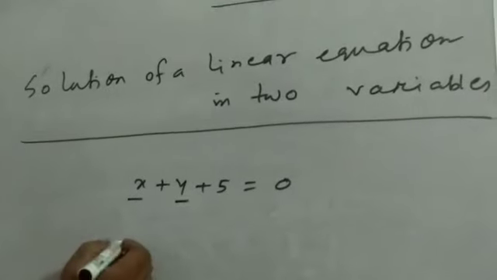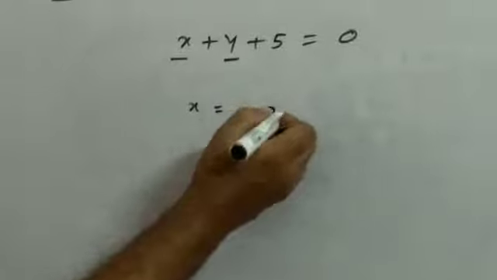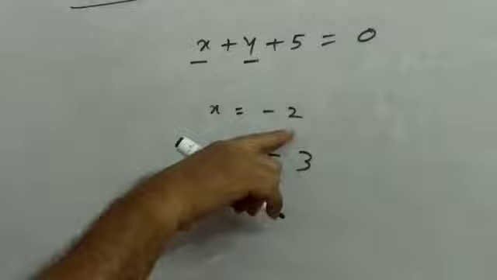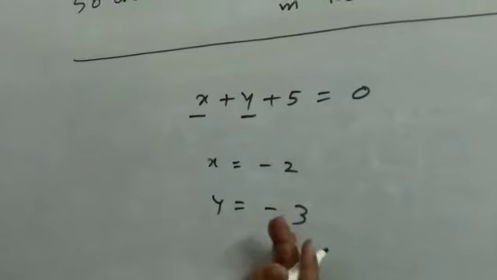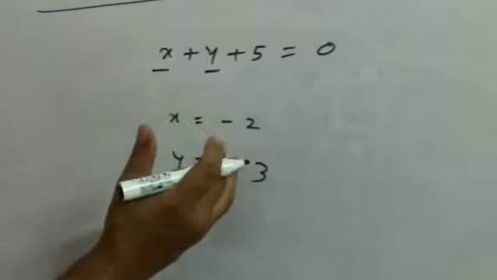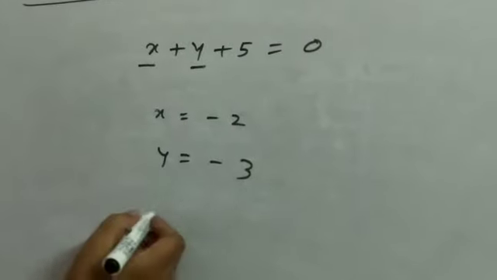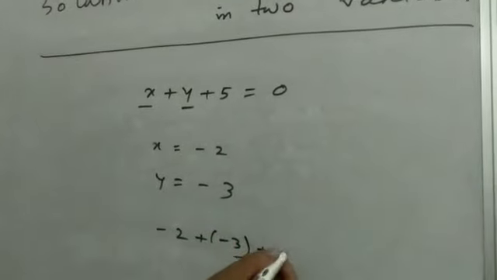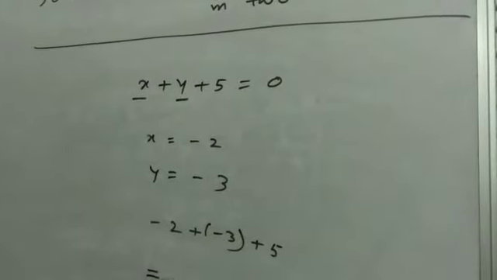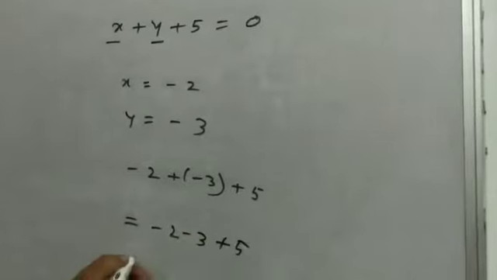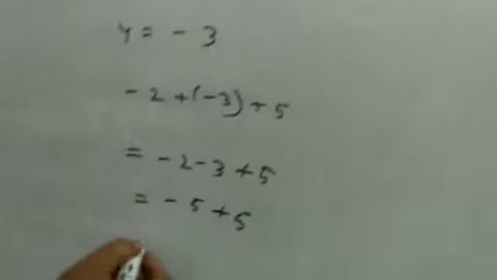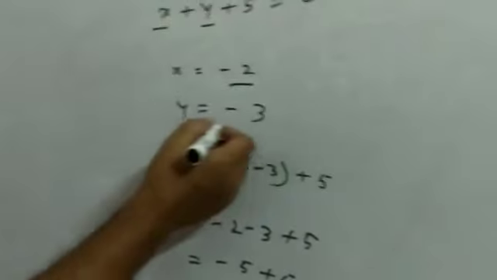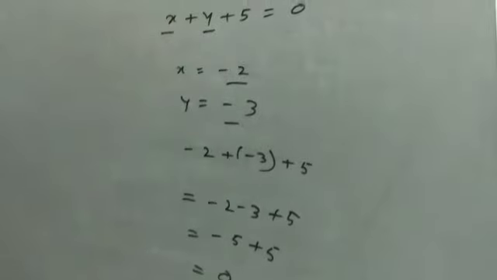Now suppose, for example, if we put here x equal to, suppose, minus 2, y equal to, suppose, minus 3. Okay, this is the trial and error method. We will consider some values of x and y. Here in place of x we will put minus 2, in place of y we will put minus 3, plus 5. We will simplify. Here minus 2 minus 3 plus 5, then minus 5 plus 5 is equal to 0. So you see, for the values x equal to minus 2, y equal to minus 3, we got the value of this term equal to 0.